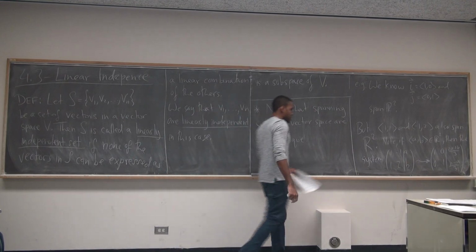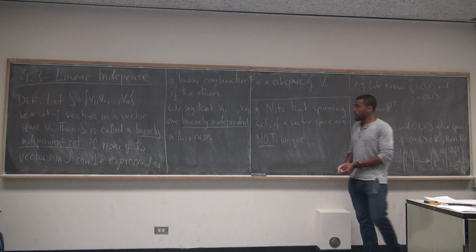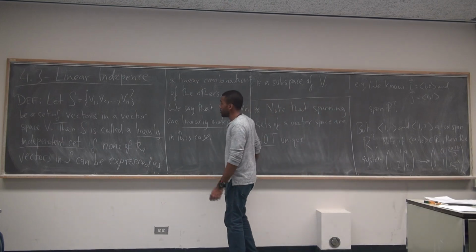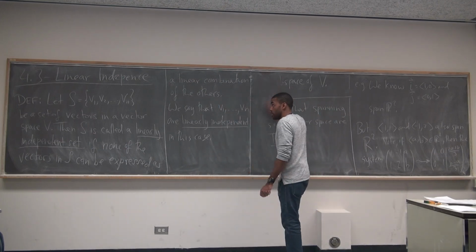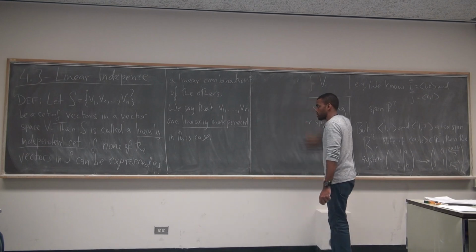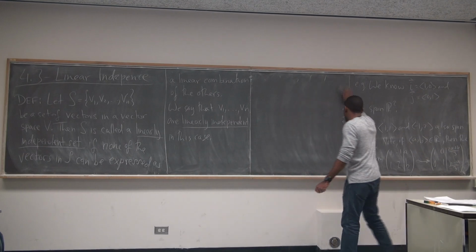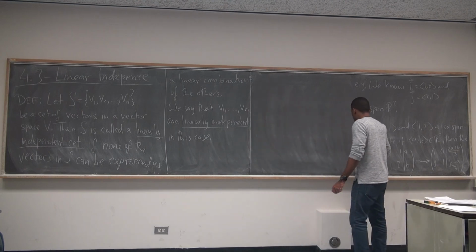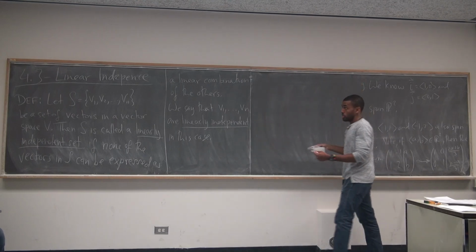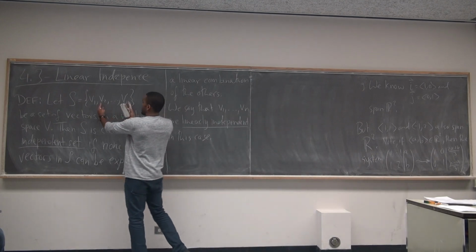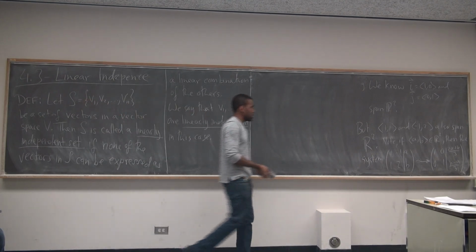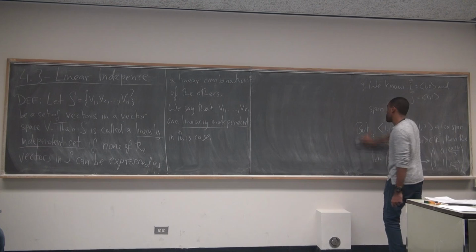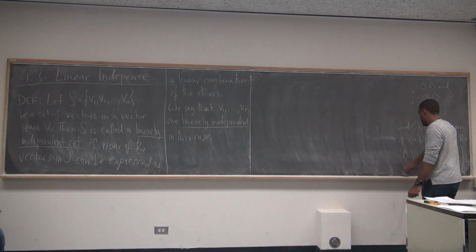So linear independence: we say a set of vectors is a linearly independent set if none of the vectors in that set can be expressed as a linear combination of any others, right? So there's no linear equation that relates n minus one of them to describe the last one. So you say it's independent of description by a linear equation. You call it linearly independent.